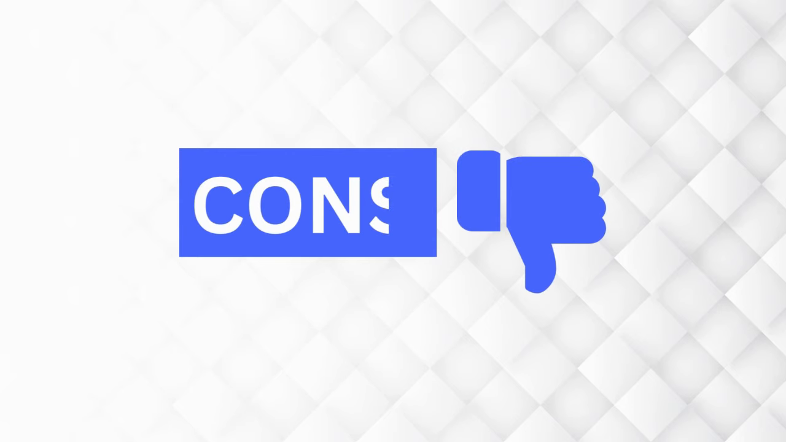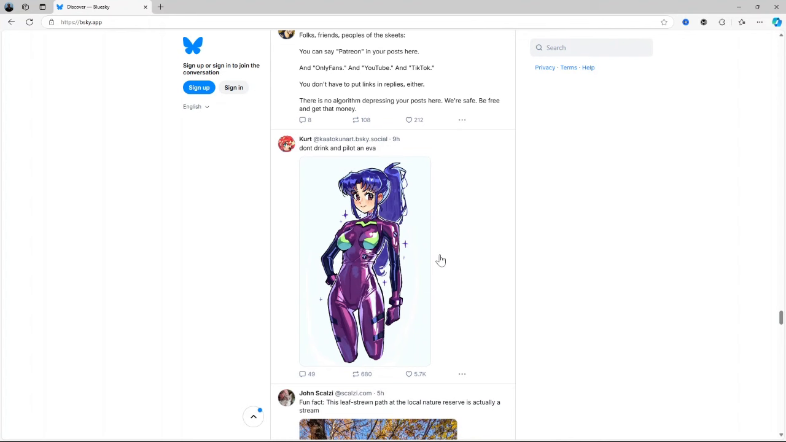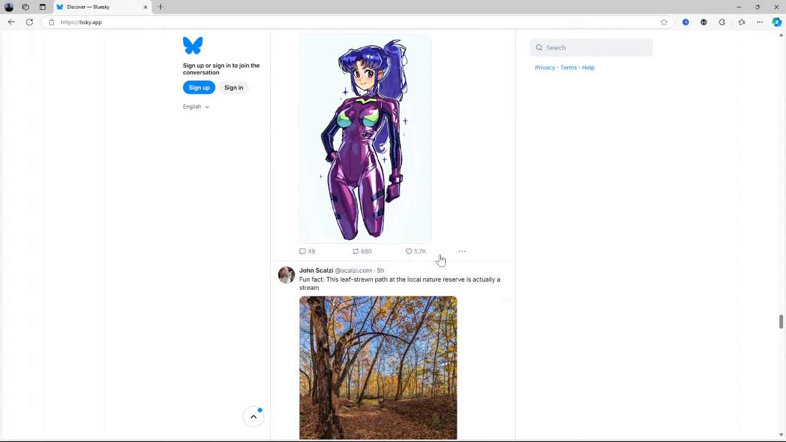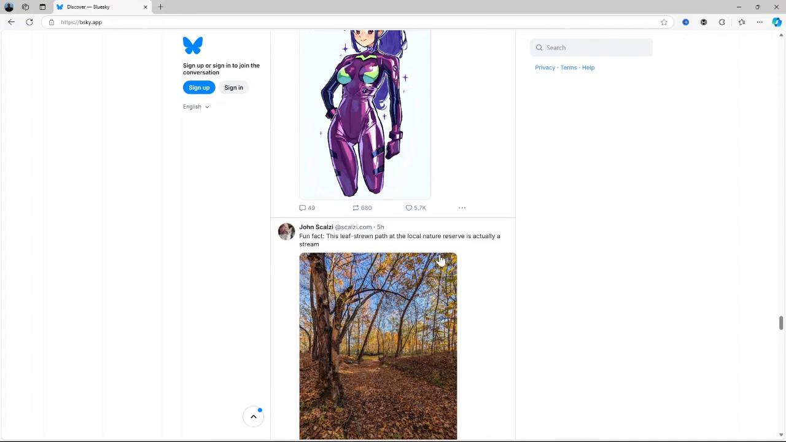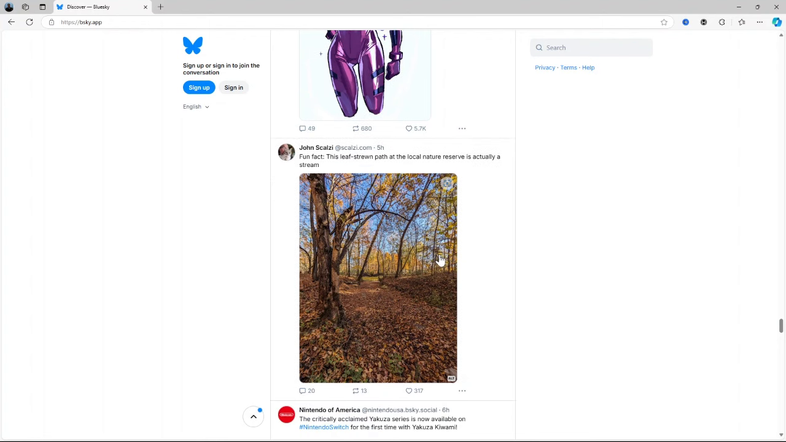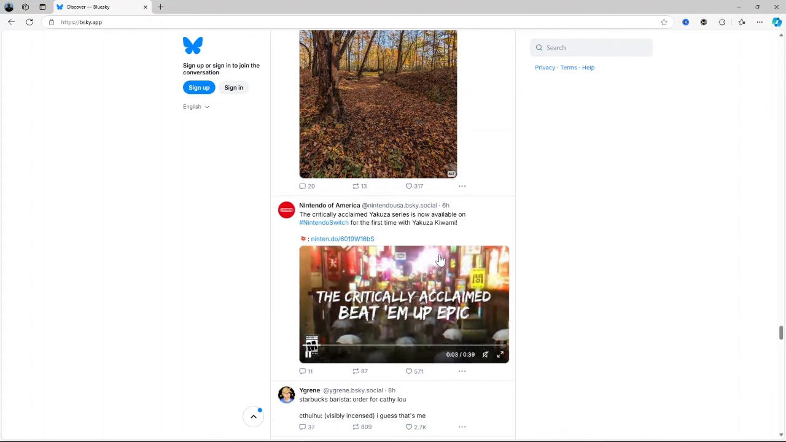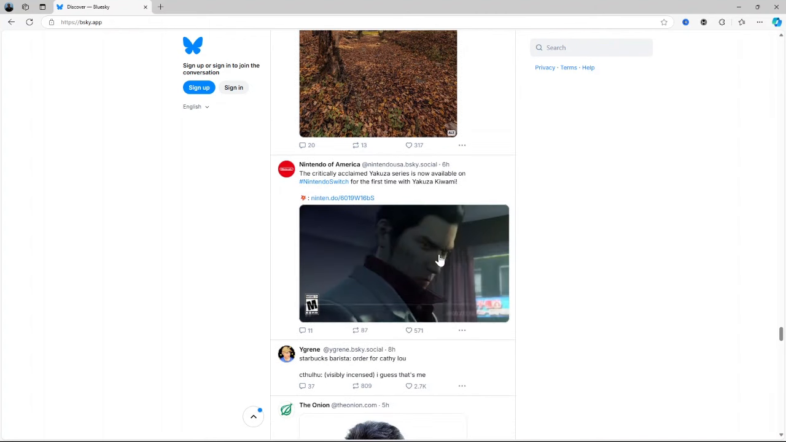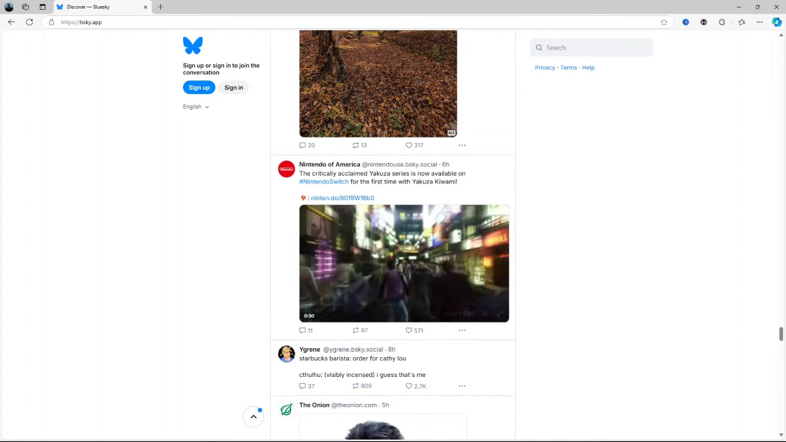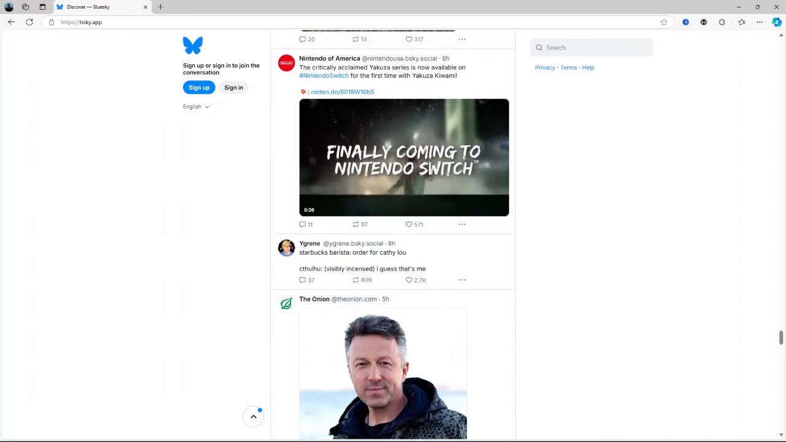How about the cons? Limited user base. Since it's relatively new, Bluesky doesn't have the massive user base of platforms like Twitter or Instagram, so there might be less engagement initially. Invite-only system. Right now, Bluesky is still in a closed beta, which means access is by invite only. This could be a downside if you're looking to join immediately without waiting.